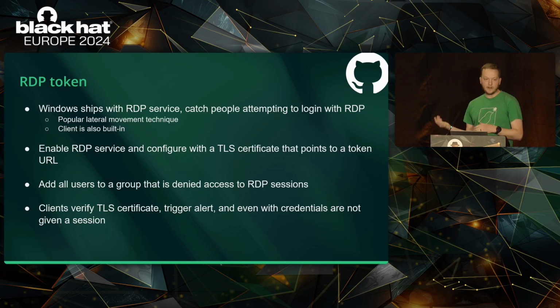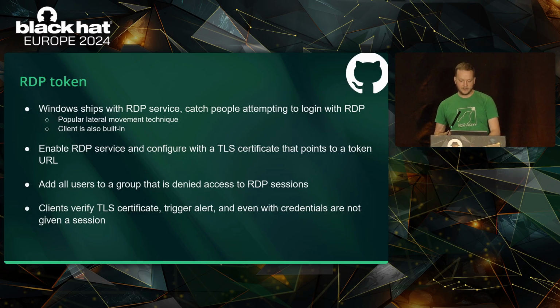And when an attacker tries to RDP to that token system, their client will validate the TLS cert because that's just what they do. And then they trigger it from the attacker's machine. So we get the attacker IP, we get the attacker information from that side, because they're the ones that reached out to canarytokens.org looking for that root certificate.